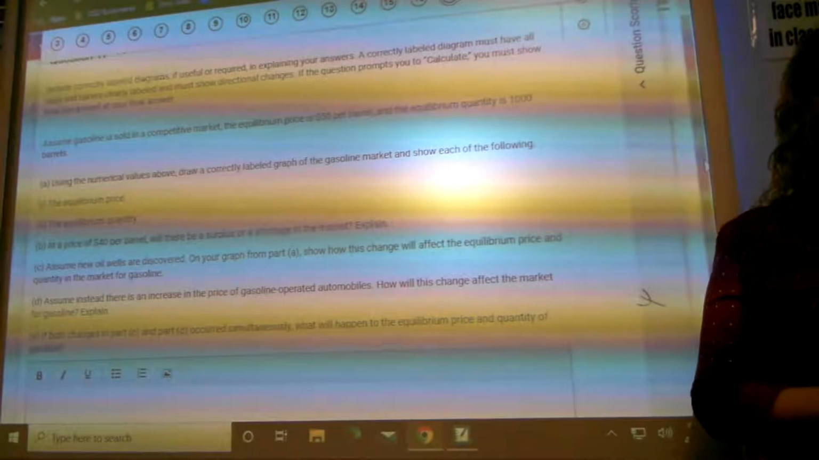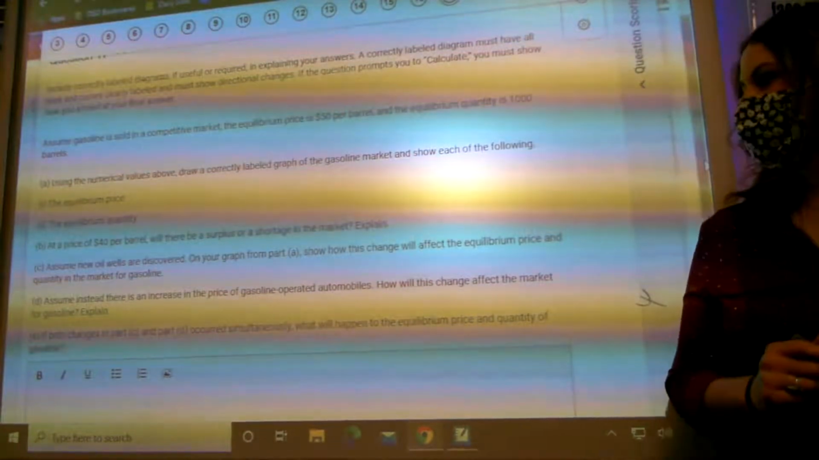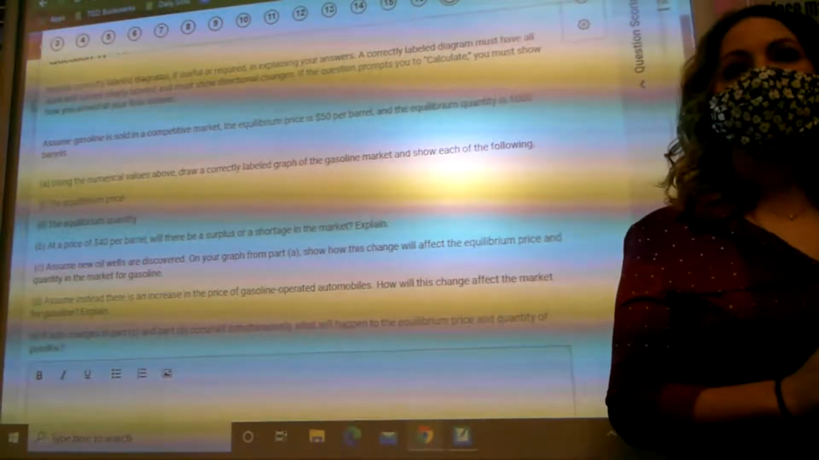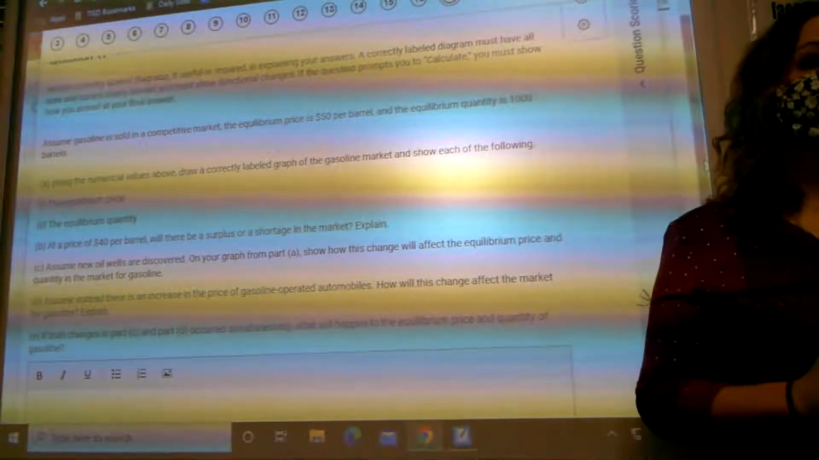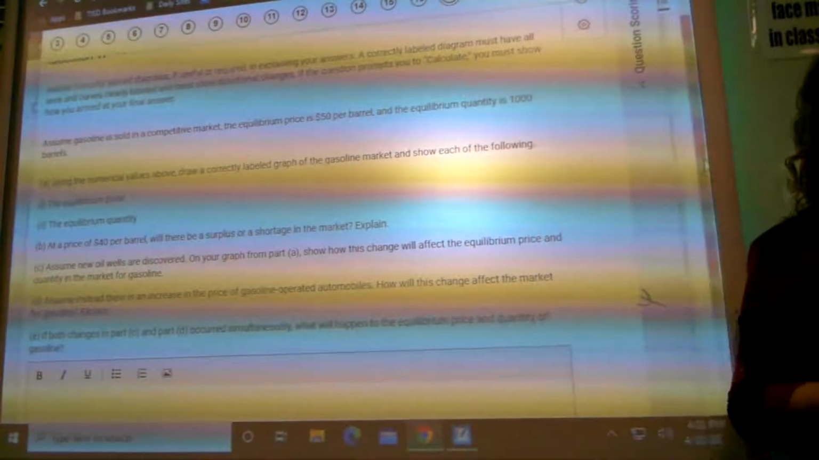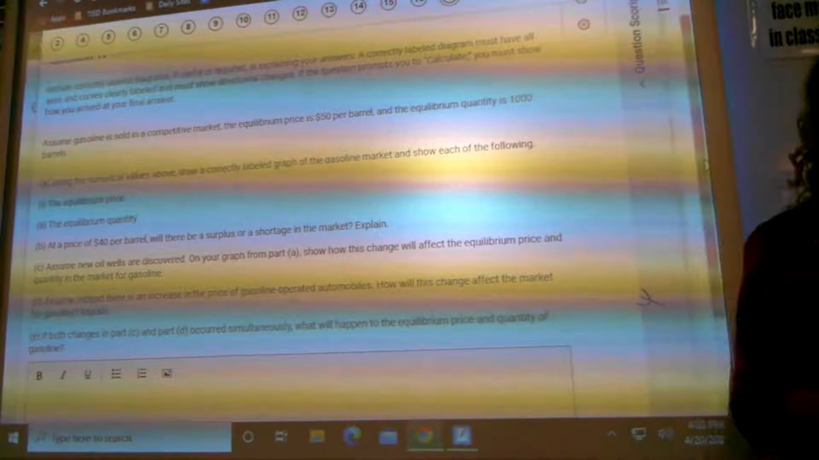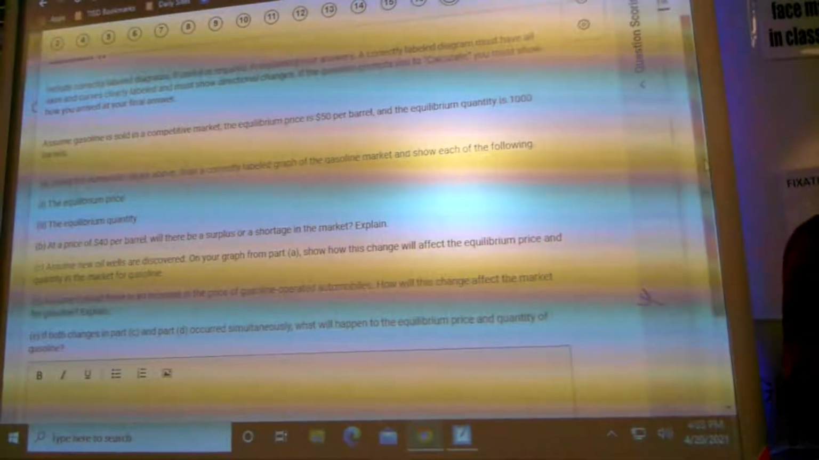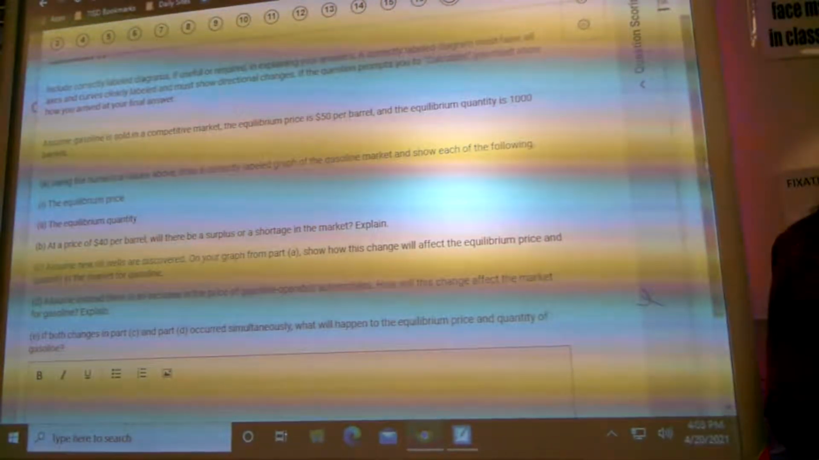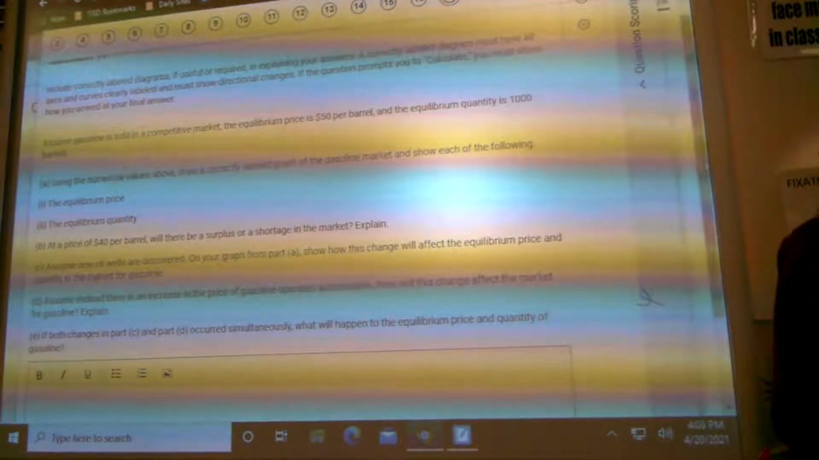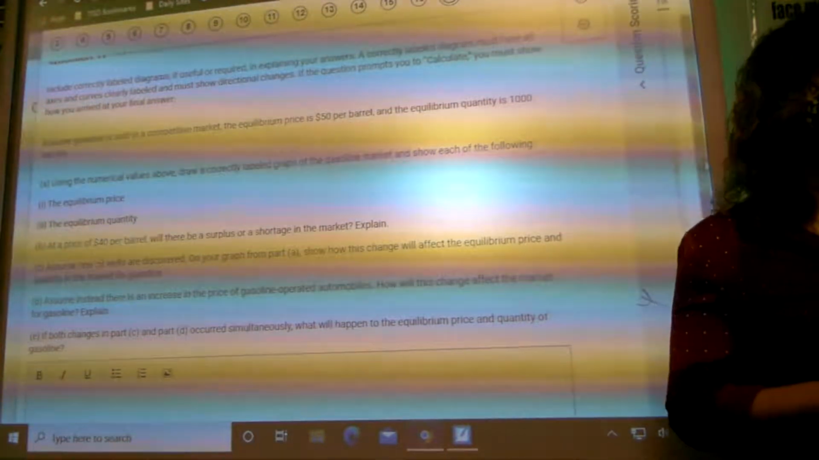Would it be incorrect to say that cars are a complement to gasoline? Yeah, they go together. They're not a substitute. It's not gasoline or cars. It's gasoline and cars. So that's the relationship between substitutes. It's or. Complements, it's and. Peanut butter and jelly.